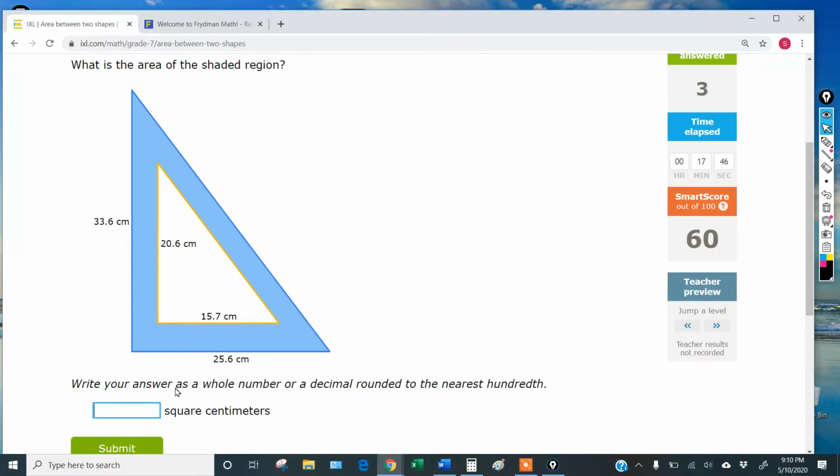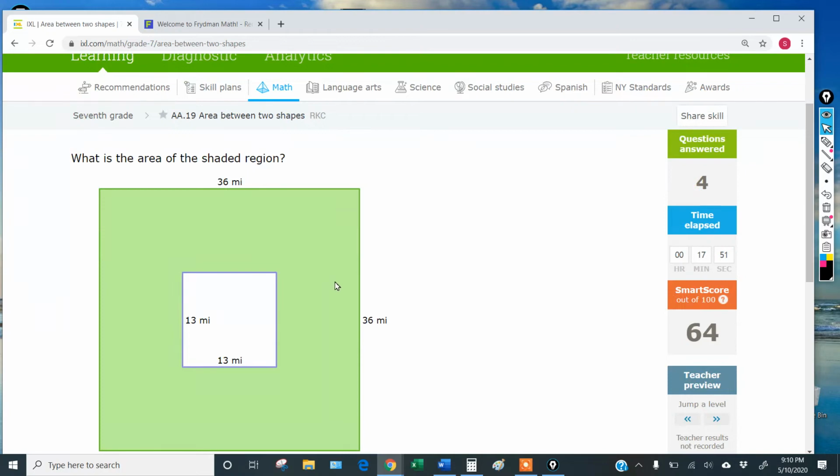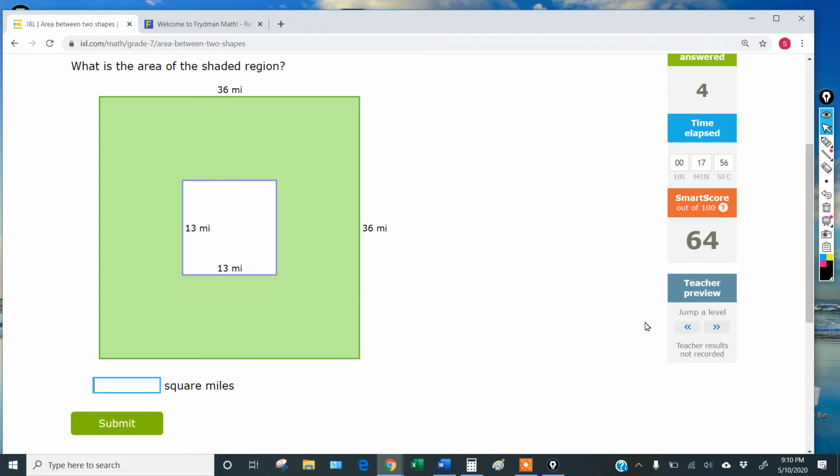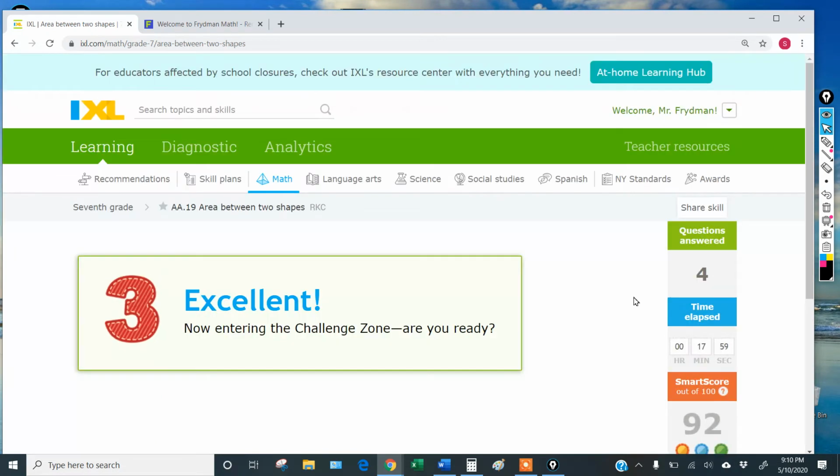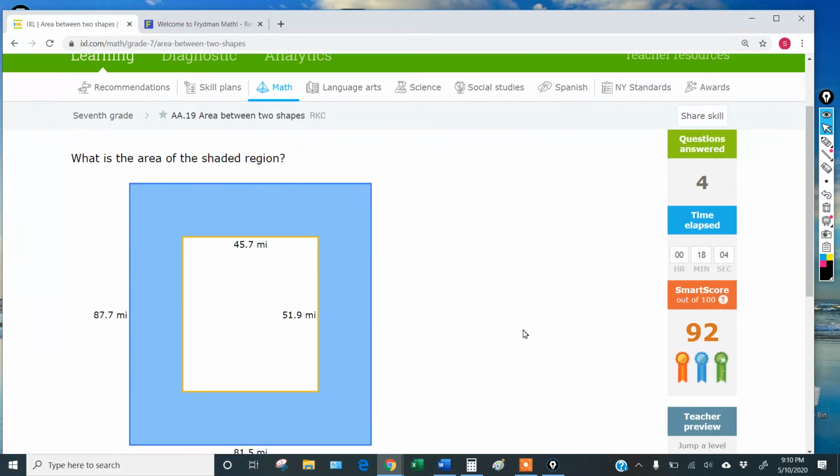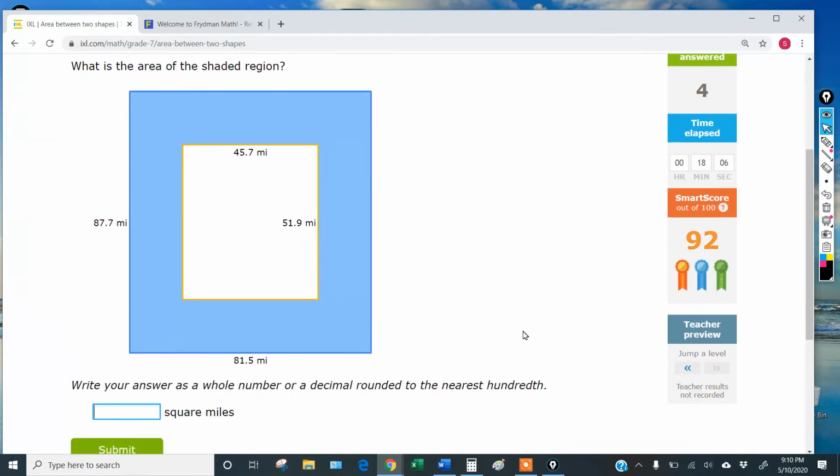So my answer was 268.37. Okay. All right, so this question is the same as the others. So I'm going to go ahead and jump a level. I'm at the challenge zone. What is the area of the shade? Okay, this looks exactly the same as the last ones. I'm going to do this problem, and if the next question is the same, then I'm just going to end the video there because it looks like the problems are repeating themselves.